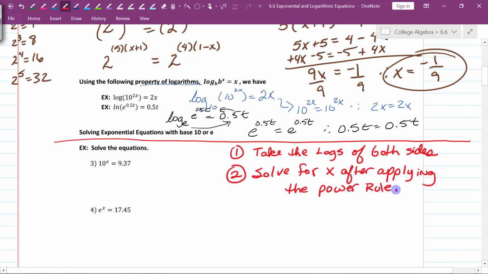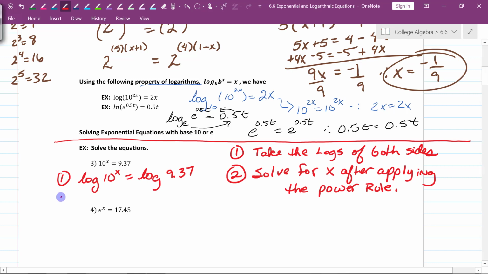Okay, so we're going to apply the power rule after we take the log of both sides. So step 1, take the log of both sides. So it's going to be log base 10 of 10 to the x is going to be equal to the log of 9.37. That was step 1. Now I'm going to apply the power rule. So step 2 probably should be apply the power rule, and then step 3 should be solve for x.